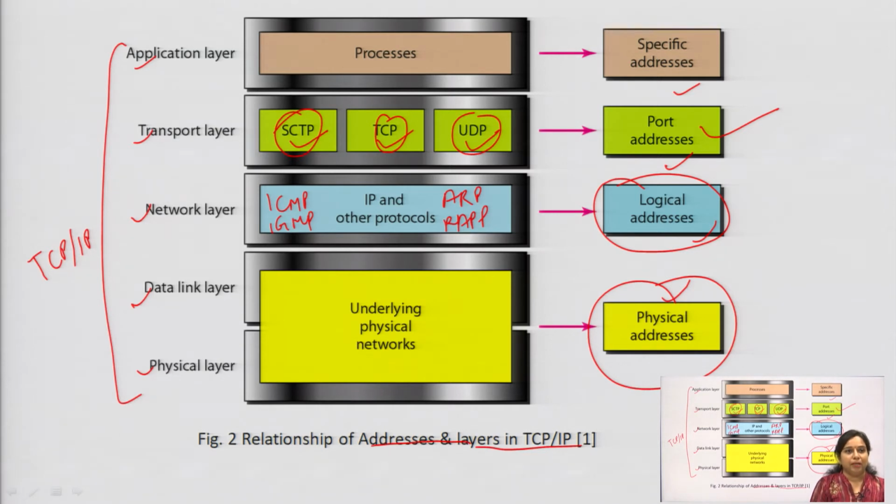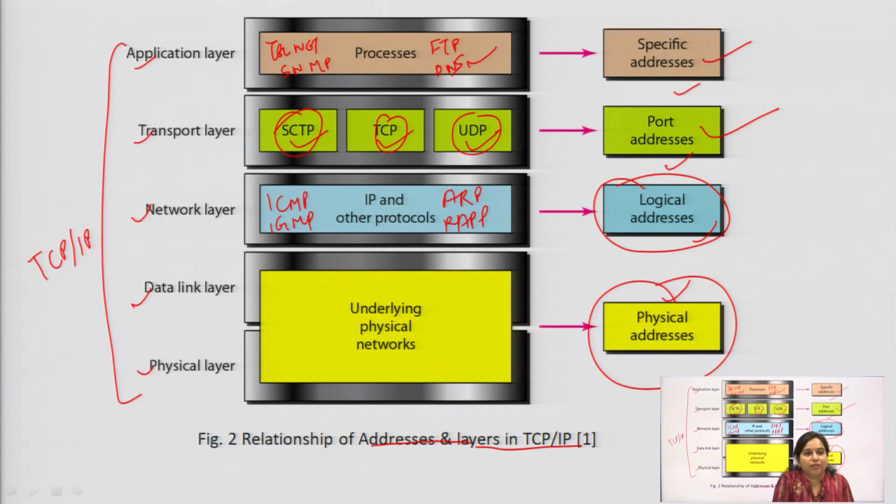Now, next is the application layer. To this application layer, there are different processes involved, like telnet, which is associated with tele network, then SNMP, FTP, DNS. So, these are the different applications or processes associated with the application layer, and this is application specific. So, this is basically associated with the specific address. So, there are 4 addresses.